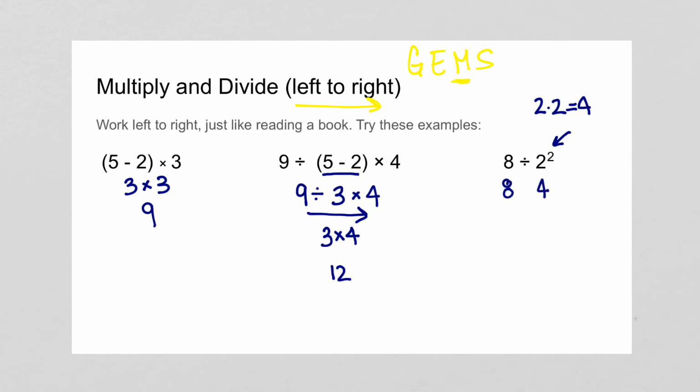But my 8 and my division, they didn't go away. They were just waiting for their turn. Now, left to right, 8 divided by 4 is simply 2. Again, take note of these, write down examples if you want. You can always pause the video.